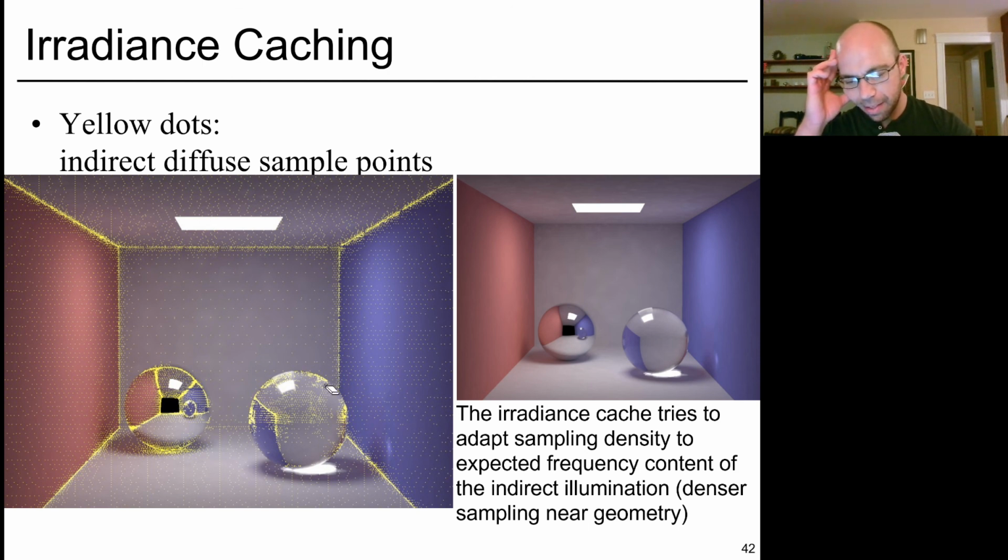Now, one detail is that you probably want to shuffle the order of the pixels where you do your rendering, or else you'll get a very regular pattern for the irradiance cache, which might not be so good.